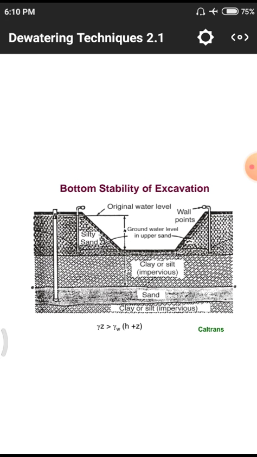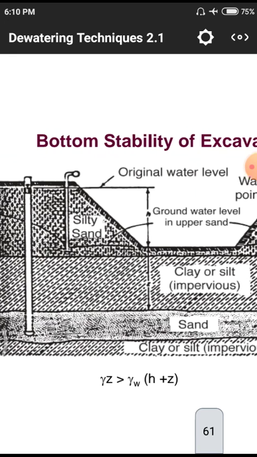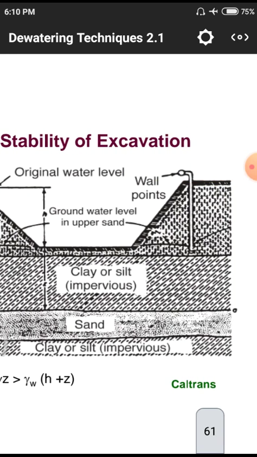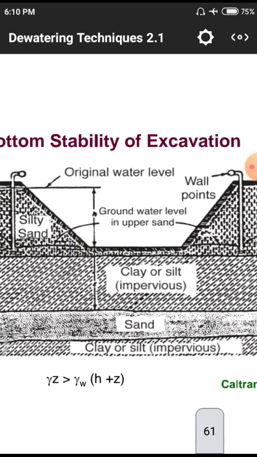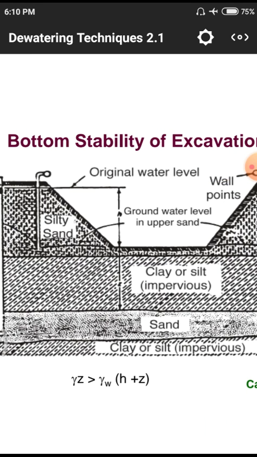The next one is the bottom stability of excavation. We need to observe this closely for our better understanding. What are the different layers here? First of all, we have silty sand on the top layer itself, and on the top layer we have the original water level.